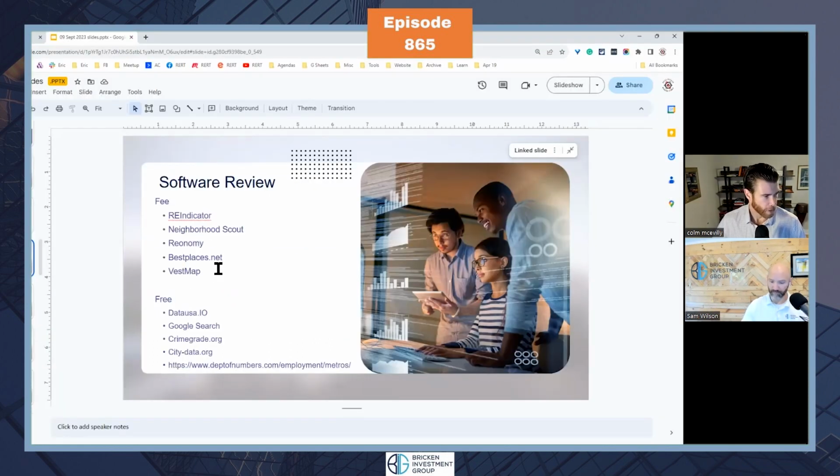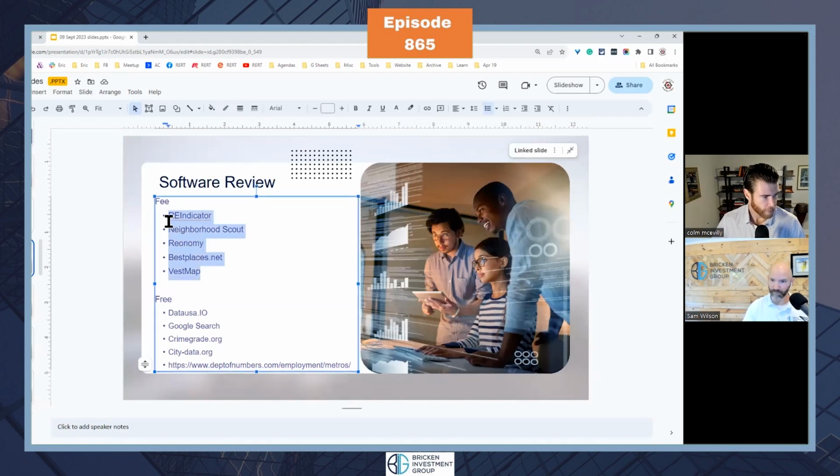So here's a couple different fee-based softwares that will help you with identifying market and submarket information. So we have REI Indicator, Neighborhood Scout, Reonomy. Reonomy is really good for the debt. So that's probably if you're raising capital, trying to buy buildings or buy assets, it's really good for, because you'll know the timing of when people have to sell or when they have to get new financing.